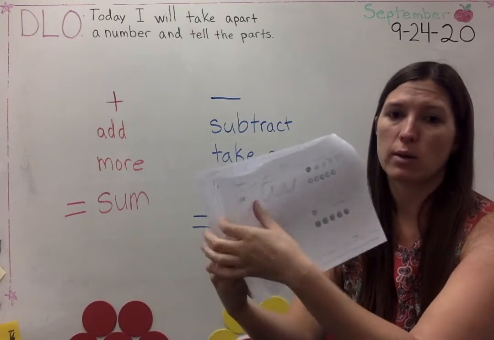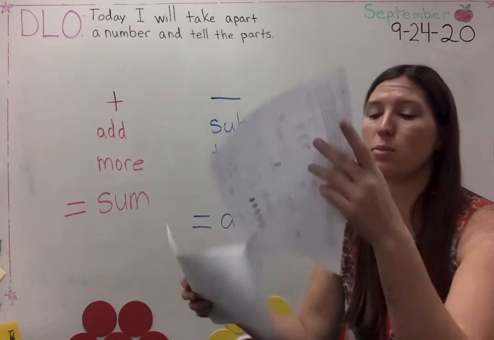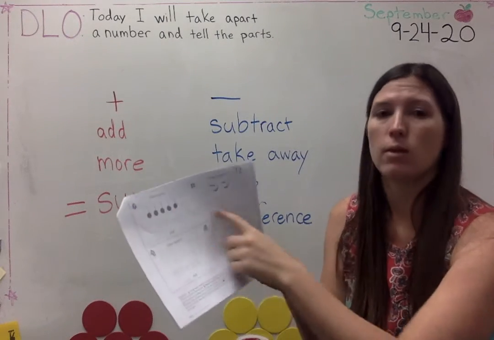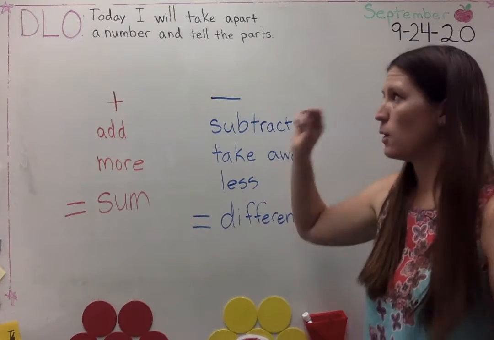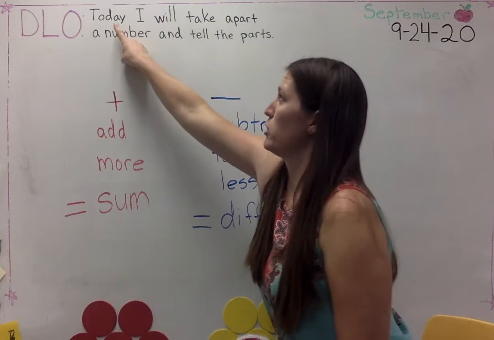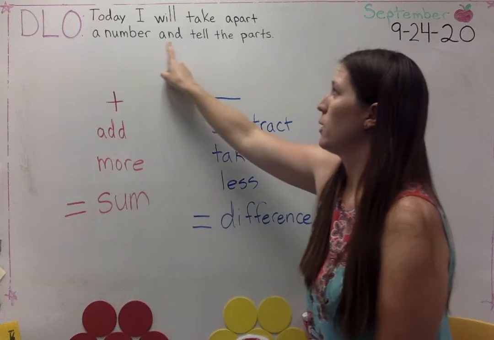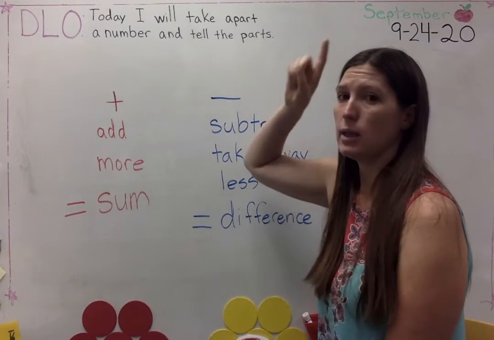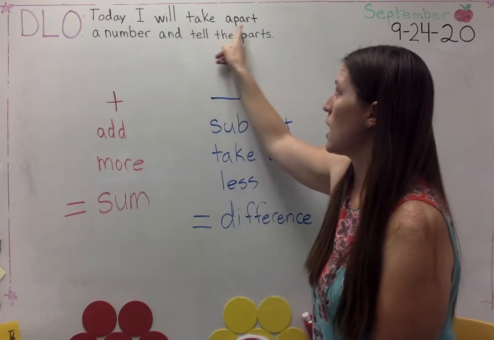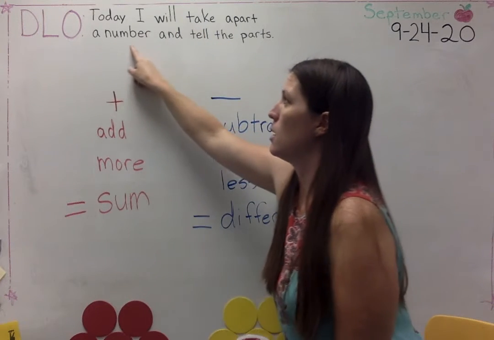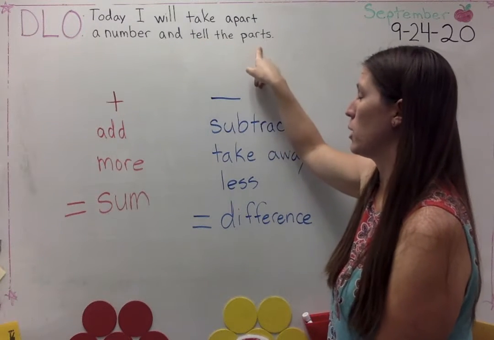So I would start with 7.2, but on the other side where it's number 3 because it's the easier ones, and then it builds up to the more challenging questions. Okay, time to get started. DLO. I'll go first. Today I will take apart a number and tell the parts. Now it's your turn. Today I will take apart a number and tell the parts.